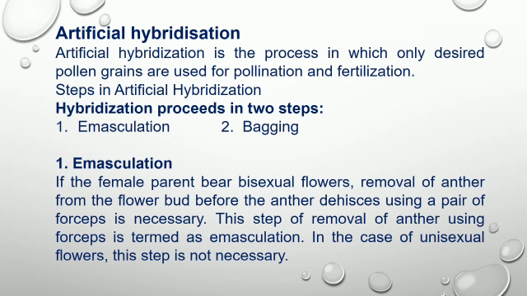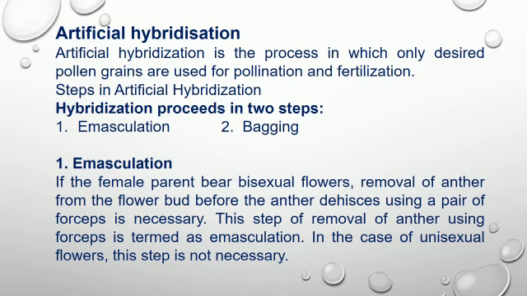Artificial hybridization is one of the major approaches of crop development programs. In such crossing experiments, it is important to make sure that only the desired pollen grains are used for pollination and the stigma is protected from contamination. This is achieved by the emasculation and bagging technique.